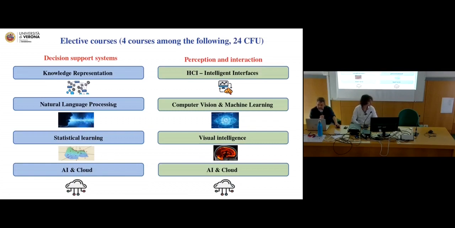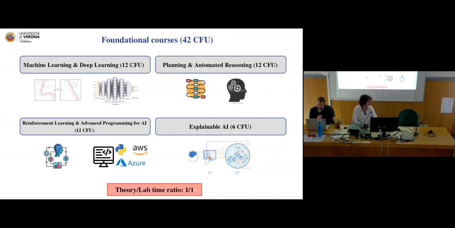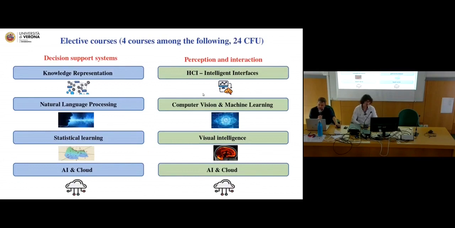These courses are 4, and all students have to take these courses. Then we have the 2 paths. The Decision Support Systems path has these 4 courses, okay? Knowledge representation, natural language processing, statistical learning, AI and cloud. Perception and interaction: human-computer interaction, intelligent interfaces, computer vision and machine learning, visual intelligence, AI and cloud.